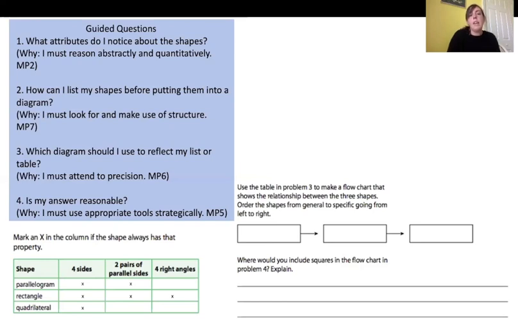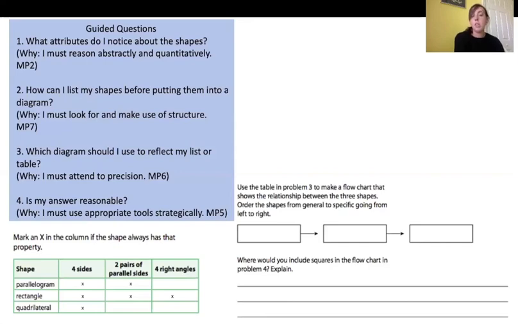And I'm going to use that to actually answer this next question, which says use the table in problem 3, so that's that table there, to make a flow chart that shows the relationship between the 3 shapes. Order the shapes from general to specific, going from left to right. So if I'm thinking general, it's going to have the least amount of X's because it has the least things describing it, okay? And the most specific one is going to have the most.